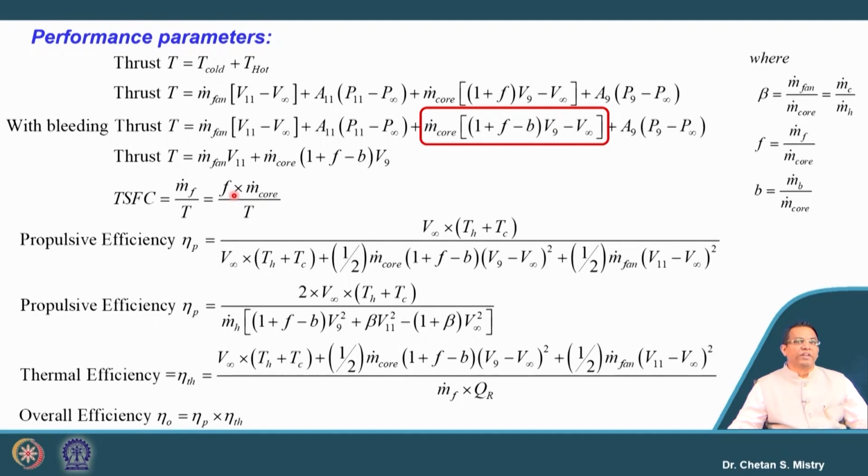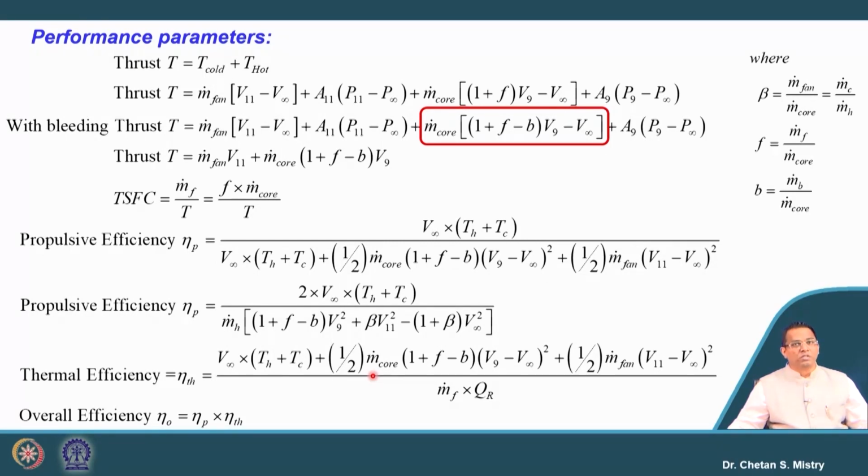In the same way, here we can calculate our thrust specific fuel consumption. This thrust specific fuel consumption is given by F into m dot core divided by thrust. For propulsive efficiency in the configuration with bleeding, we can write down the formula here. Similarly, we can calculate our thermal efficiency, and once we have our propulsive and thermal efficiency, we can calculate our thermopropulsive efficiency or overall efficiency.